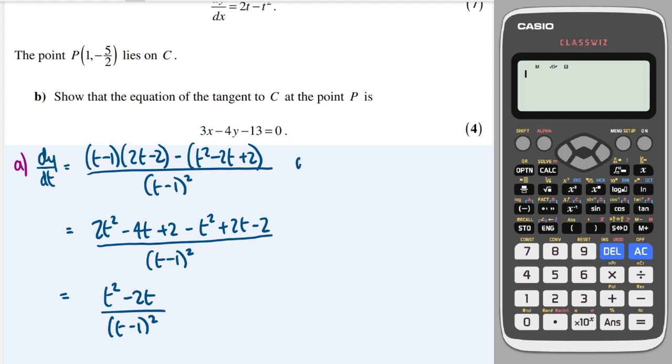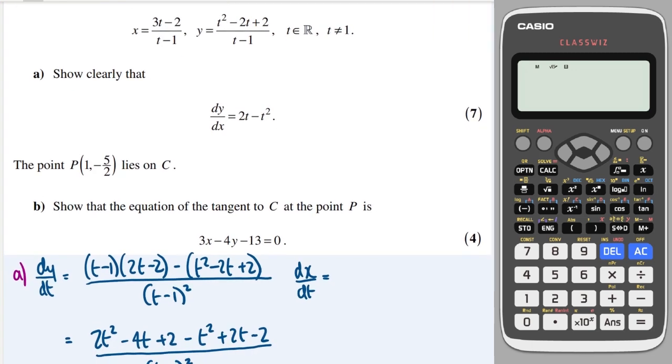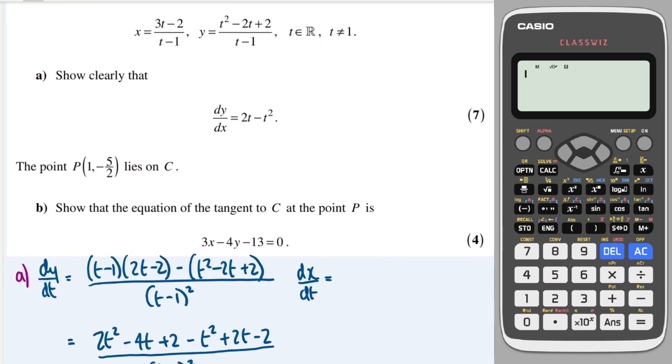Okay, great. Now what I'm going to do is differentiate the x. So quotient rule again. This time we start again with v, so t minus 1 multiplied by du, which is just 3, and then I need to take away u, which is 3t minus 2, multiplied by dv, which is just 1, and that's all over v squared.